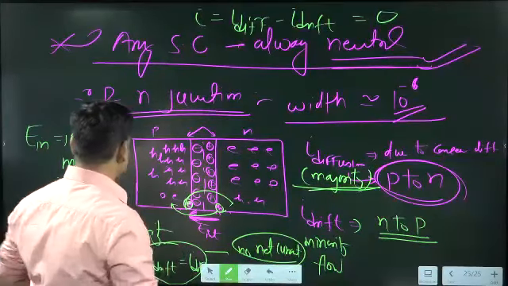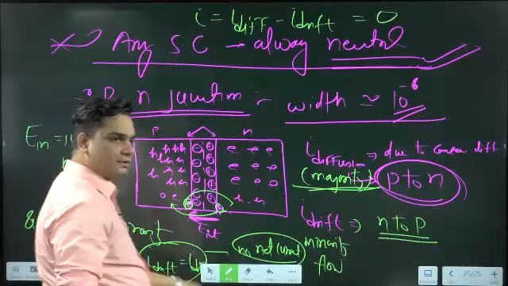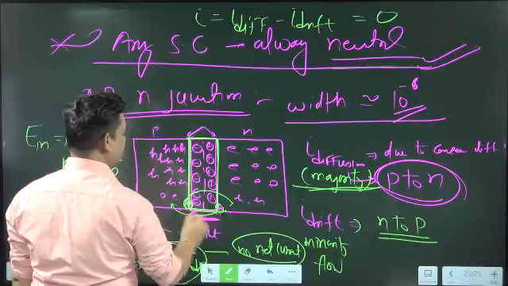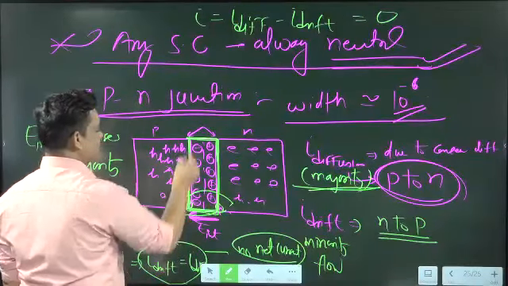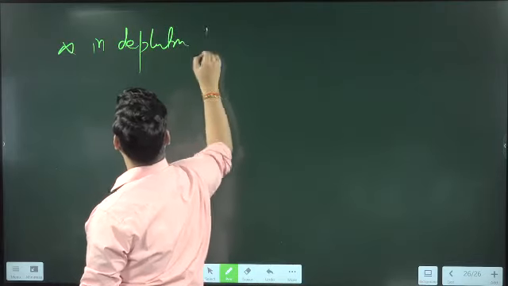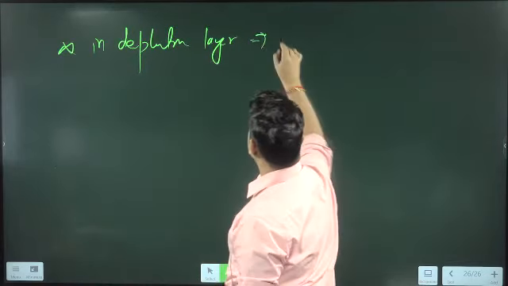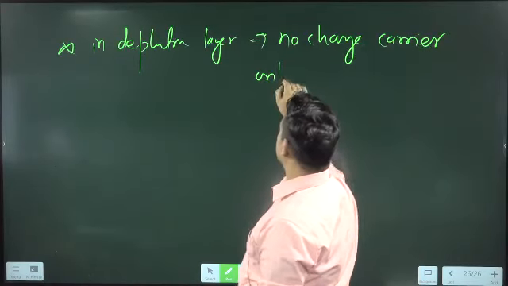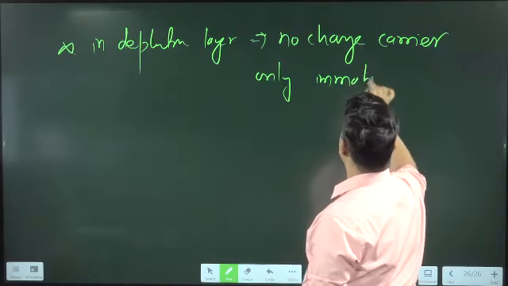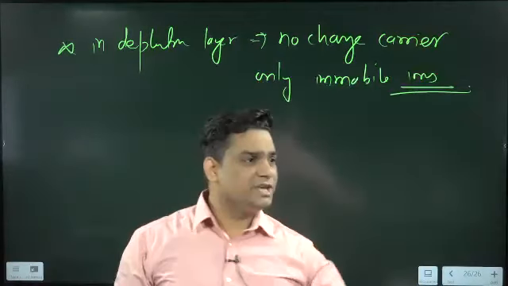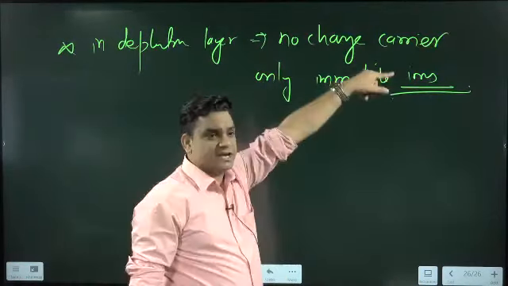Now we'll write some points. The first point is already written: in the unbiased condition, no net current. Are there any carriers present in the depletion layer? In this depletion layer, are any carriers present? No. What is there? Only immobile ions. In the depletion layer, no charge carriers, only immobile ions. Can immobile ions move or not? They cannot move. No charge carriers.